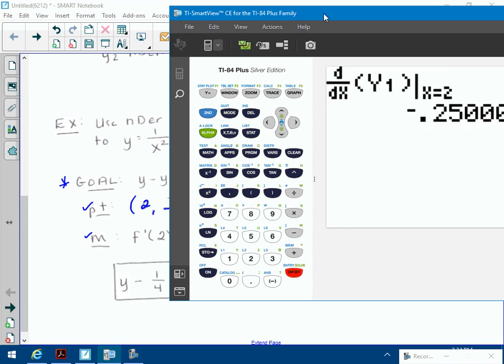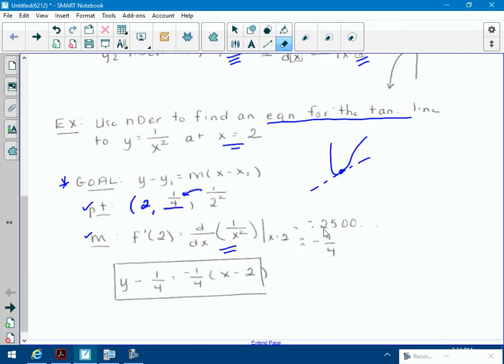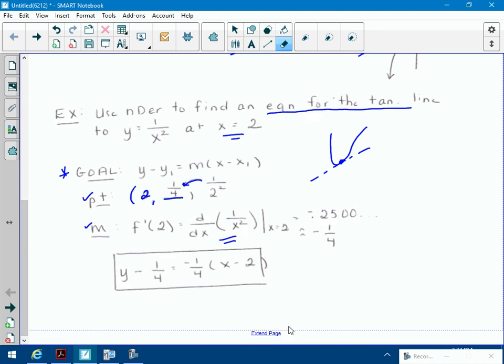Gives me my slope as, and what do you think that actually is? Again, remember the rounding error. So it's really like negative 0.25 or negative 1/4. So that's how I got that. So now I can get my equation of my line really simply. Just y minus 1/4 equals the slope negative 1/4 times x minus 2. Okay, so that's using nDeriv on your calculator.